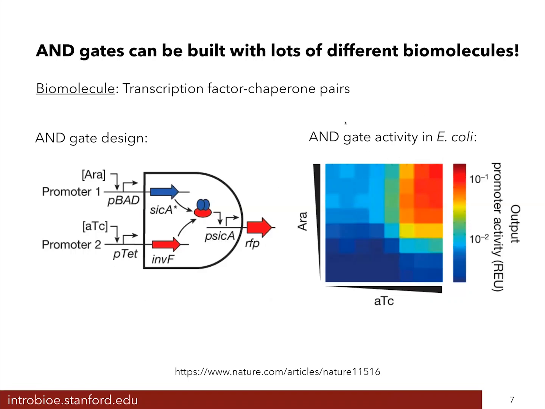Its activity was assayed in E. coli. And so in this graph, you can see increasing amounts of tetracycline along the bottom and then increasing amounts of arabinose up the side. And you can get strong expression of RFP, your output gene, only when there is both a high concentration of arabinose and a high concentration of tetracycline in the E. coli cell. And so this is exciting. That means that type of AND gate built on transcription factor chaperone pairs is functional.